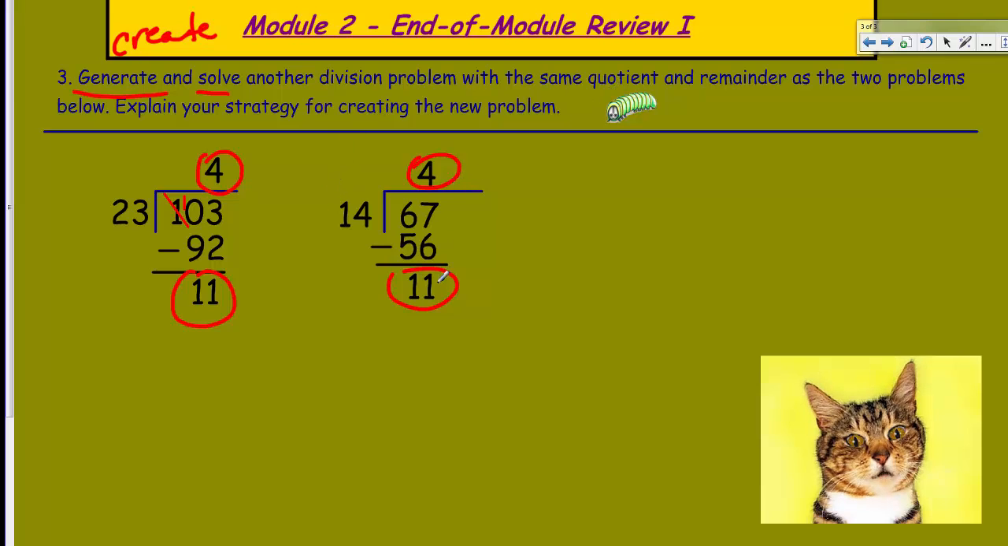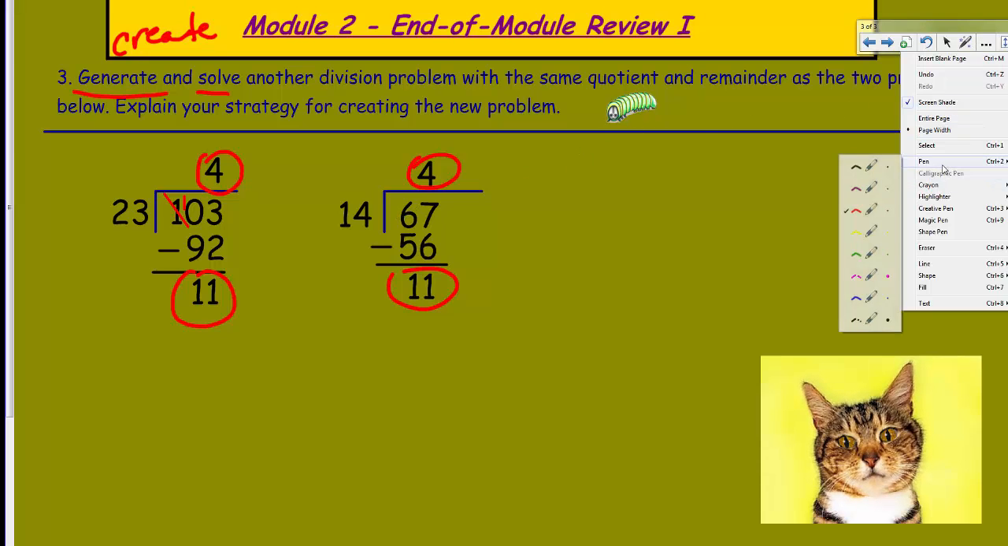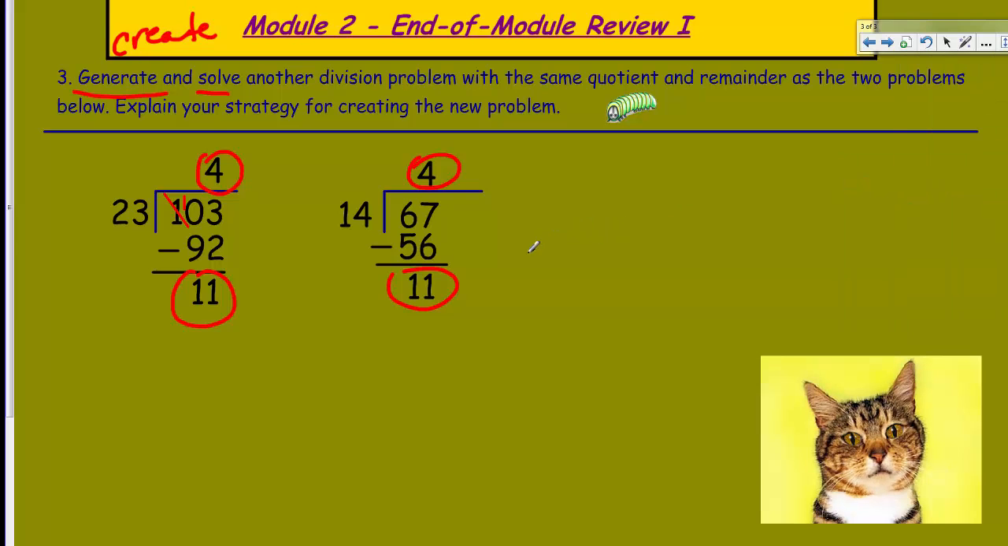That has the same quotient, the same remainder, like these two. Okay. And explain your strategy for creating the new problem. Okay, I could surely see people getting stuck on this one. And so I'm going to say that, how can we get a division problem that's going to have that same, well, this is what I'm thinking first.